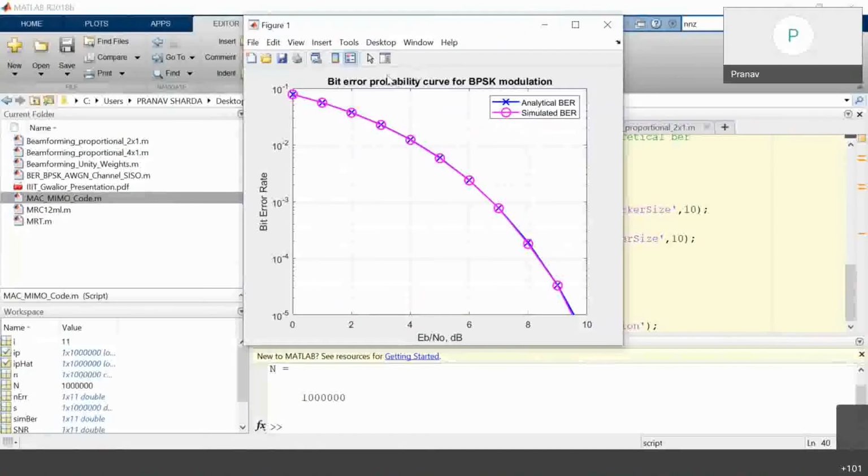So you can see that this is the BER probability curve for the BPSK modulation scheme. And this is the legend on the right-hand side, wherein we have the analytical BER curve and the simulated BER curve. And both are well matched. So it acknowledges the correctness of both the analytical BER and the simulated BER. On the y-axis, we have the bit error rate, BER, and on the x-axis, we have SNR, right?